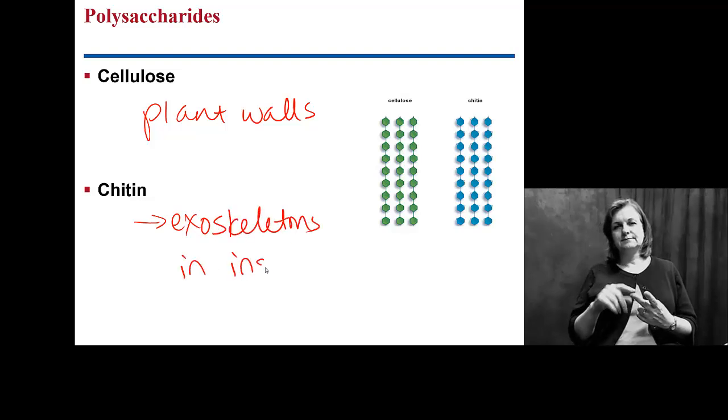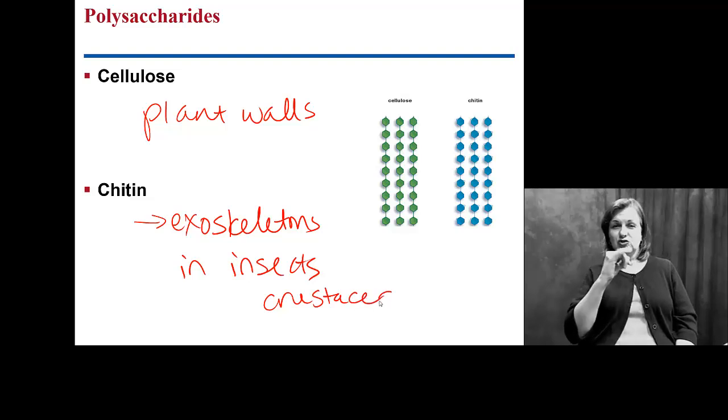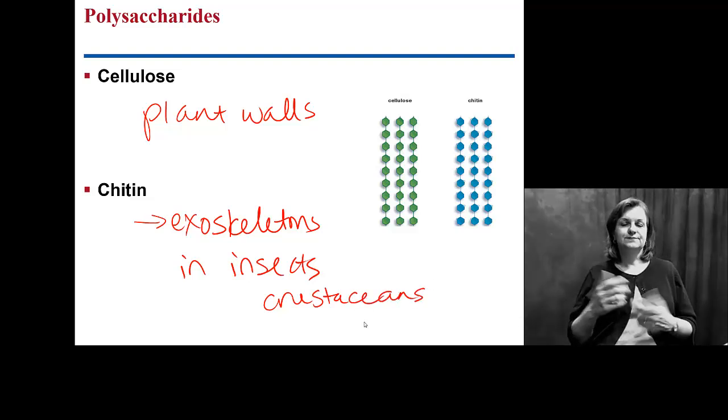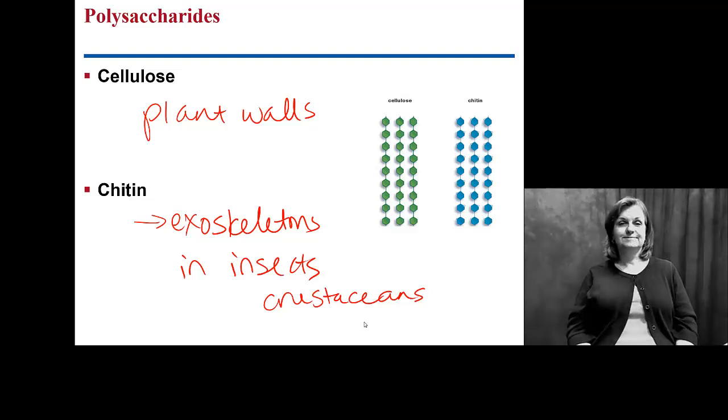in insects and crustaceans. So shrimp, right? All of that is made of chitin. It's just a complex sugar, complex carbohydrate, polysaccharide.